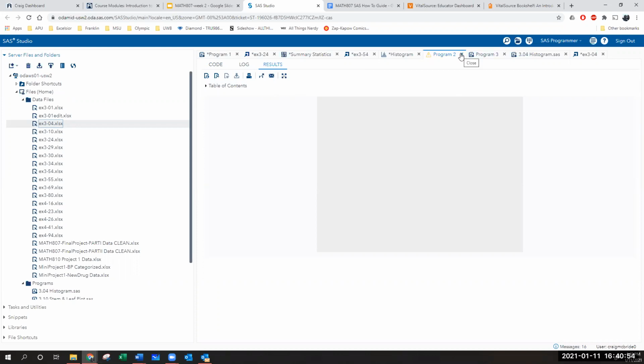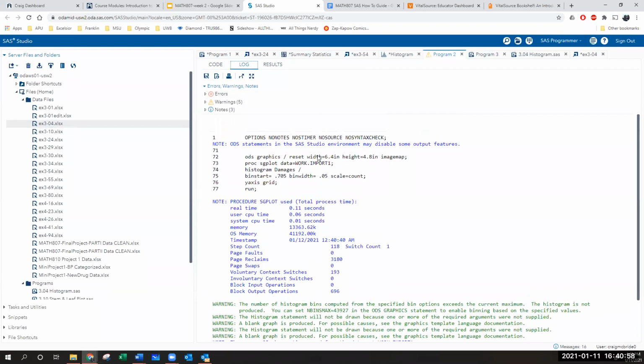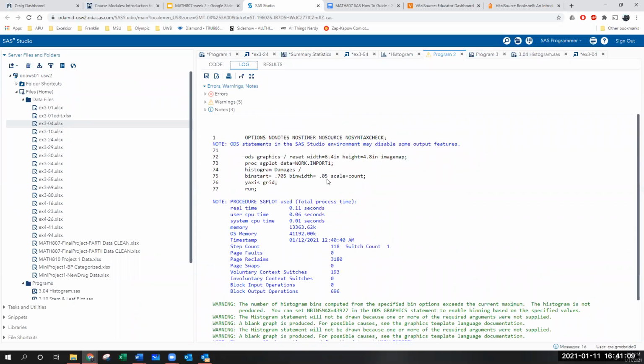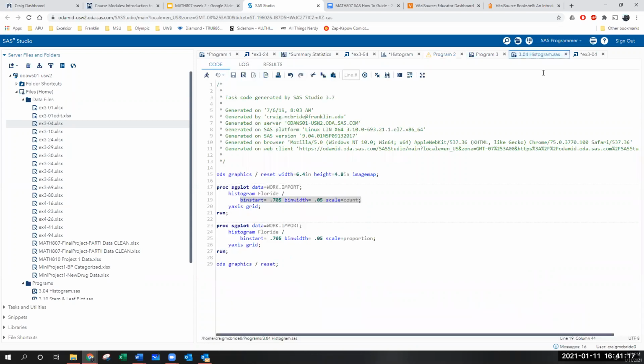Guys, I don't know why this isn't working. I'm thinking, let's see, what's the log, ODS statement. It doesn't seem to have a problem. The number of histogram bins computed for the specific bin operation exceeds the current maximum. I'm thinking it's, oh, you know what? I think somebody said that. It's because my bin width numbers are all screwed up on this one.